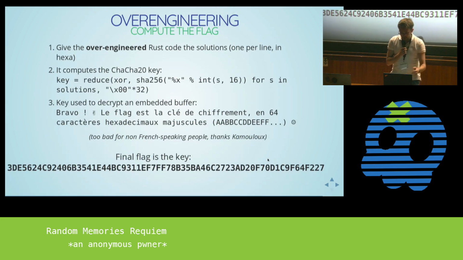And so in the end you need to compute your flag, so if you catch the rest of the code, it's really over-engineered stuff just to compute XORs and SHA-256, sorry. And so you compute this, it gives a key for the SHA-256 algorithm, and it gives you a French message, so if you're not French you don't understand. And the final flag is actually the key, and that's it.